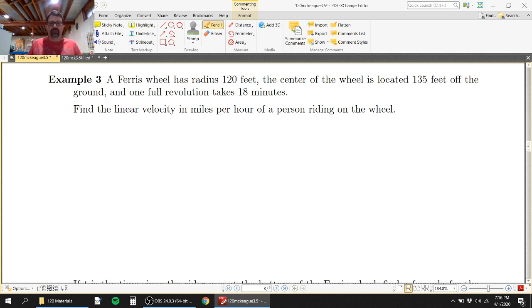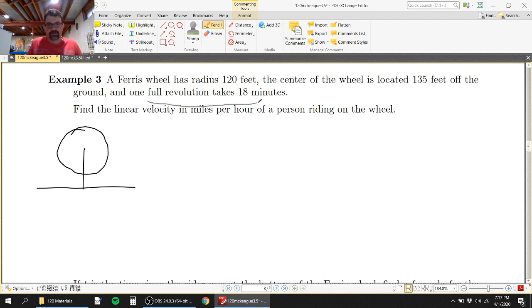Ferris wheel, radius 120 feet. The book, you'll notice if you read through examples or go through the textbook, really likes Ferris wheel problems. The Ferris wheel has a radius of 120 feet. So here's our Ferris wheel, and the center is located 135 feet off the ground. So the picture would look something like this. And actually that 135 doesn't matter to us until we get to the second part.